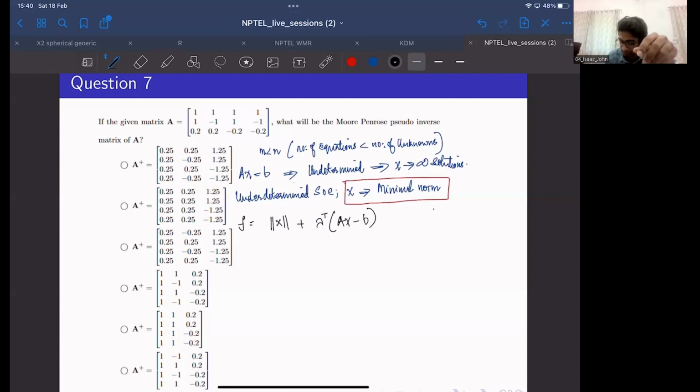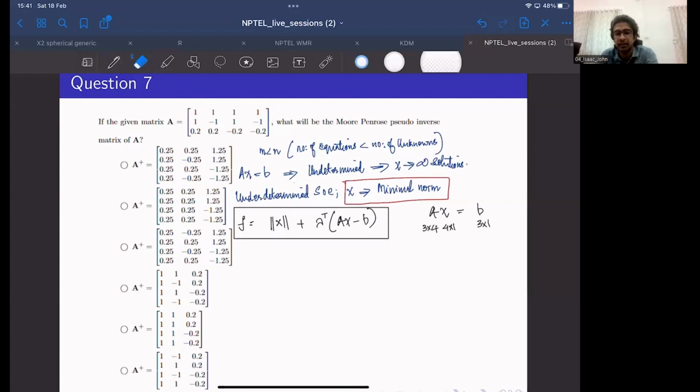For example, say the set of equations is Ax = b. In this case, A would be a 3x4 matrix, x would be a 4x1 vector, and b would be a 3x1 vector. So our optimization would require us to minimize this objective function, minimize x such that Ax minus b is satisfied, subject to the constraints, where lambda is what we call Lagrange multipliers.